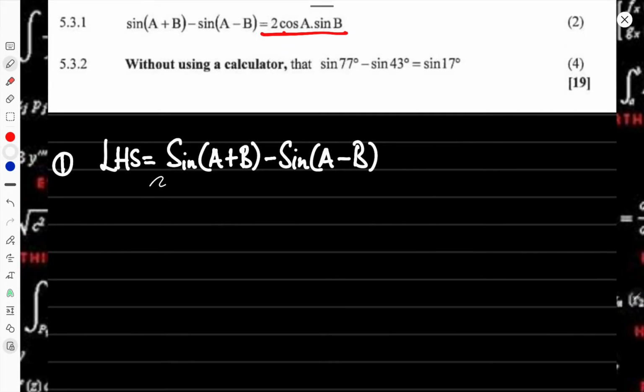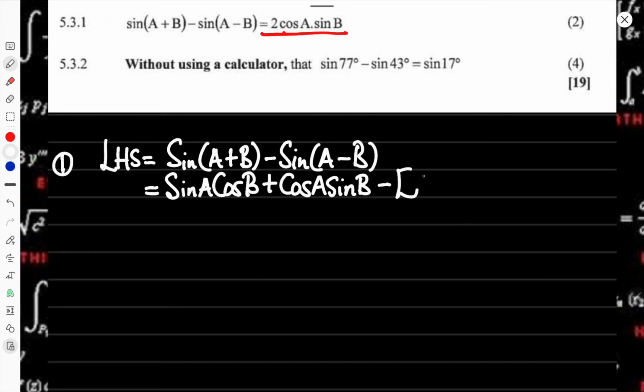We're going to use our formula sheet to expand sine of a plus b, which in this case is going to be sine a cos b plus cos a sine b, minus into sine of a cos b minus cos a sine b.